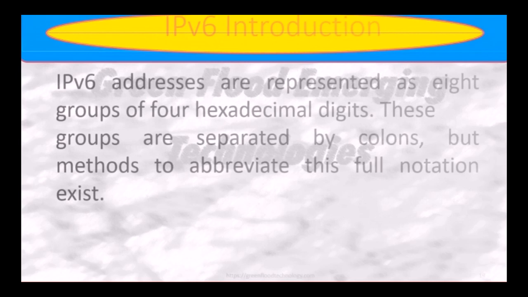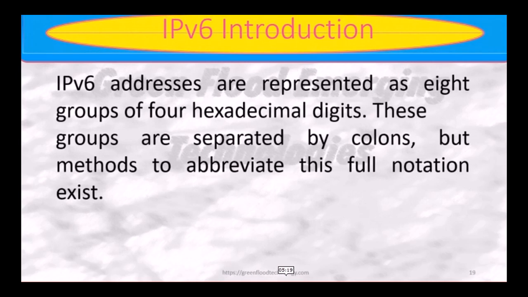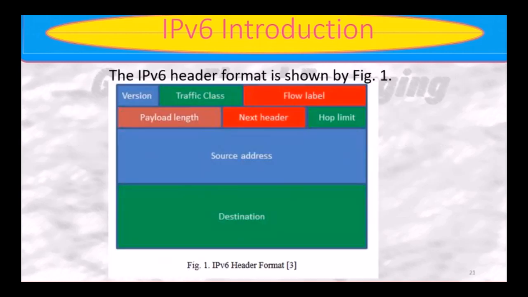IPv6 addresses are represented as 8 groups of 4 hexadecimal digits. These groups are separated by colons, but methods to abbreviate this full notation exist. Internet Protocol version 6 header format is shown as below.